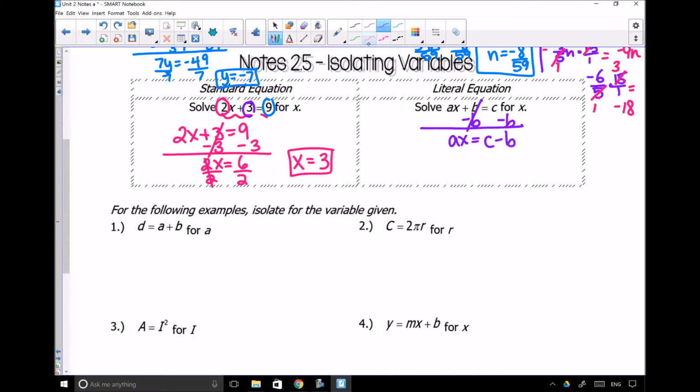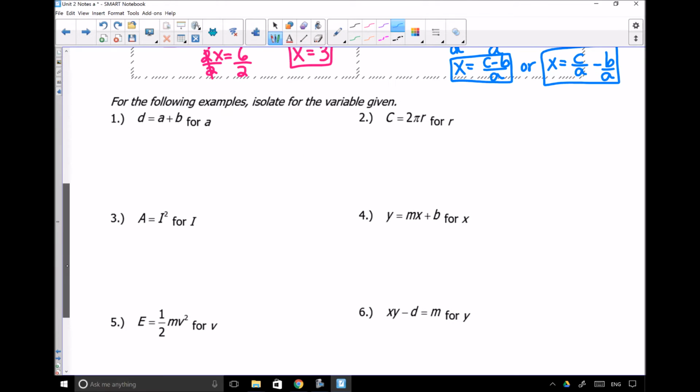Now, to get rid of this a, since this is multiplication, the opposite of multiplication is division. So I'm going to divide the whole thing by a. So I end up getting x equals c minus b over a. And that's my answer. But I can also write this out as c over a minus b over a. Either way is acceptable.